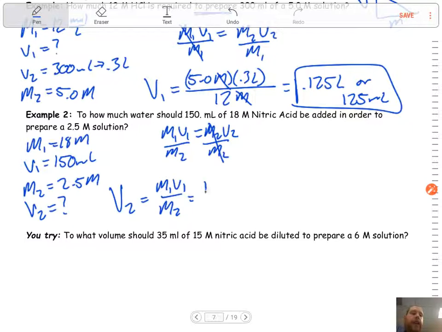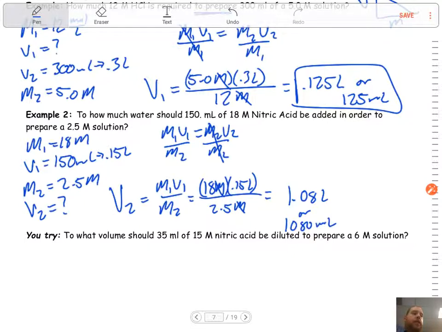Now we just plug it in. 18 molar times, if I want to convert this to liters, 0.15 liters, all over M2, which is 2.5 molar. Molar cancels out. Now, when we get this answer, you should end up with 1.08 liters, or it would be 1,080 milliliters if you get there.